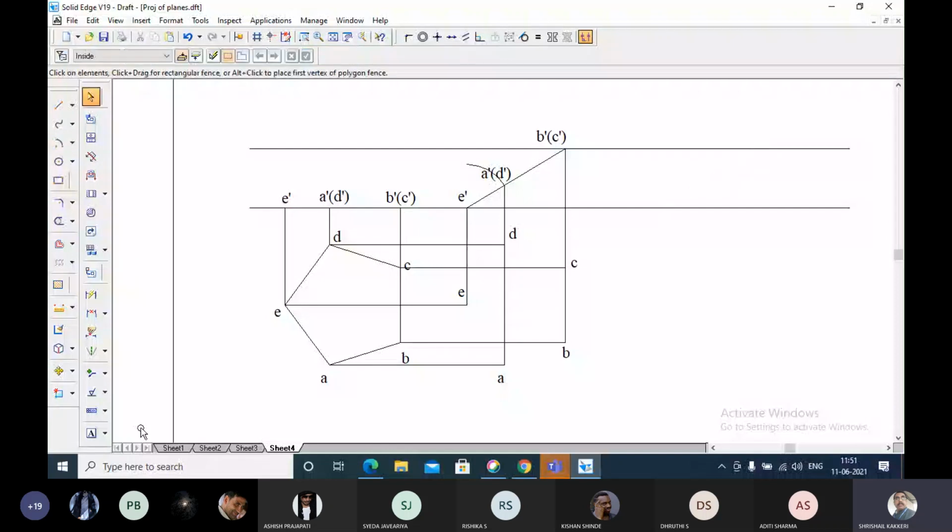Now select all these. Convert them into visible. I have converted them into visible. Now again, line visible from A, from B, from E, and from A. So this is what. And other one, what have they given us?